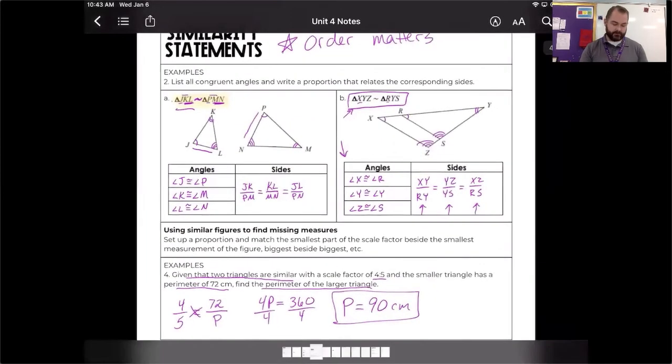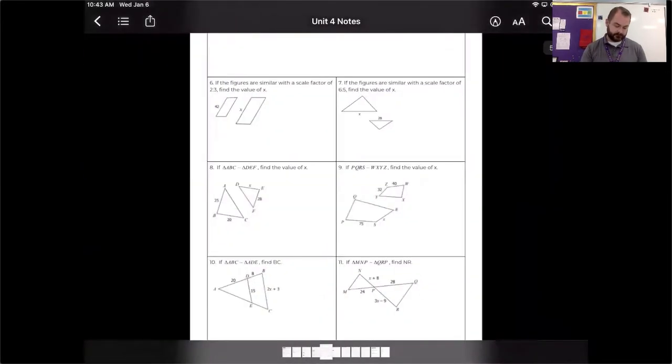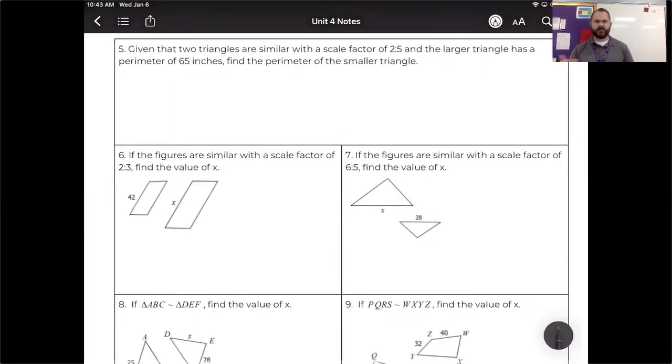All right, let's keep going. Some more examples here. Another example like that. Given that two triangles are similar with a scale factor of 2 to 5, the larger triangle has a perimeter of 65 inches. Find the perimeter of the smaller triangle.